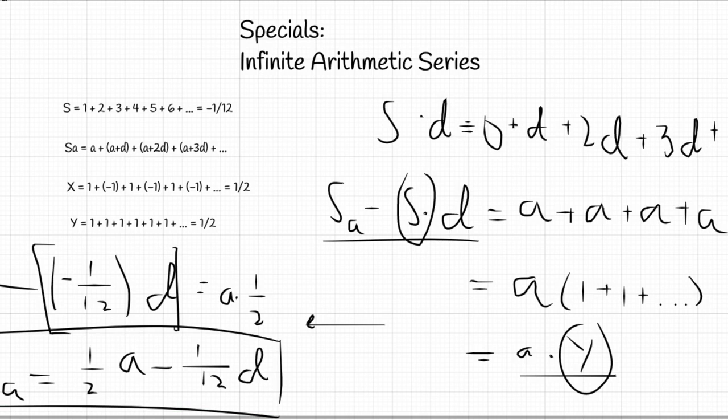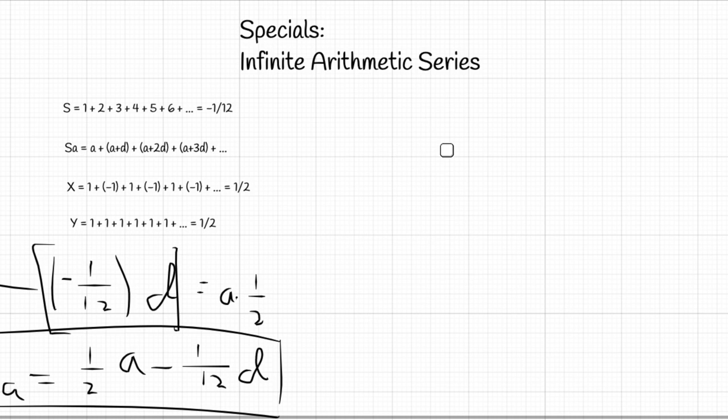I'm going to erase the rest of my work. And now that I've done that, let me just write that here. We have 1/2 a minus 1/12 d. This is our formula. That's what we proved today.